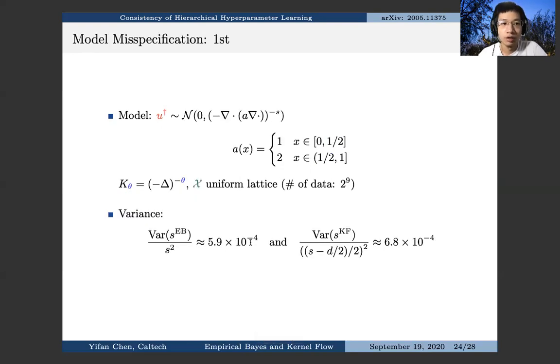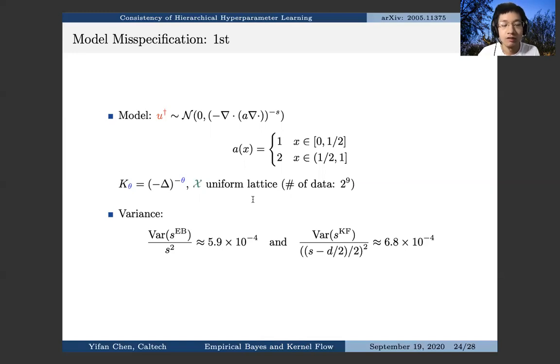Okay, that is for the model well-specification part. Then we will go to the model misspecification. For our first example, we consider U dagger drawn from the Gaussian process with this elliptic operator, the same as before. However, because now we are doing model misspecification, the kernel family we use to define the estimators is no longer the same as the covariance U dagger is drawn from. Here we just assume it's a Matern class. So there is a mismatch. And X is still a uniform lattice with 2 to the 9 data points.